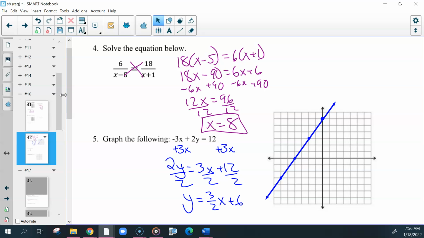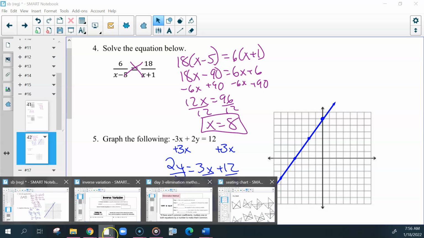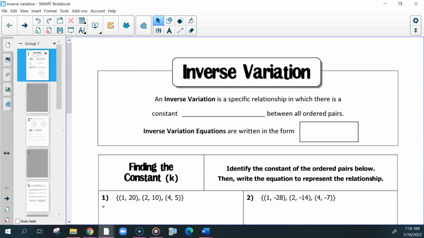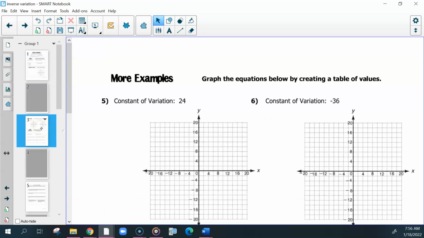If you haven't already, take out your inverse variation notes. There should be some in the teal case in the Unit 5 folder.